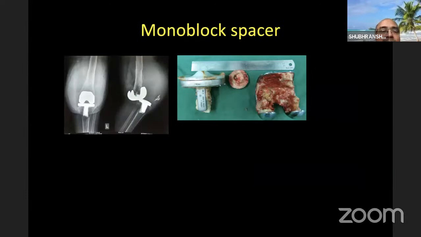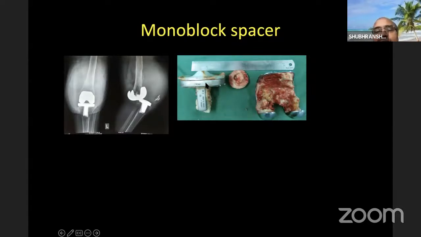Now, I decided to put a monoblock spacer, because monoblock spacers are indicated when the knee is grossly unstable, and number two, when there is a severe gap, maybe more than 3 to 4 centimeter gap, between tibia and femoral surfaces. So this is how I took out the implant.